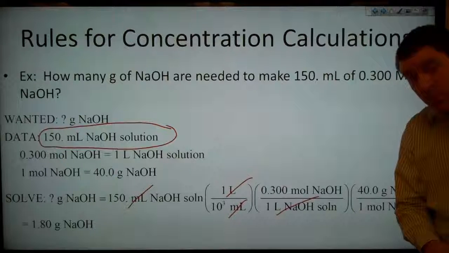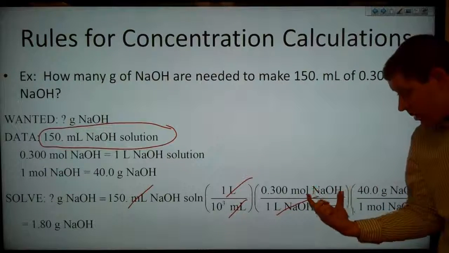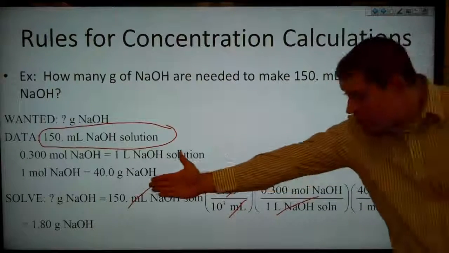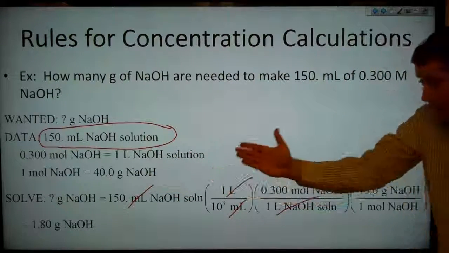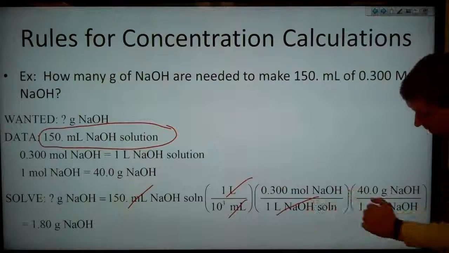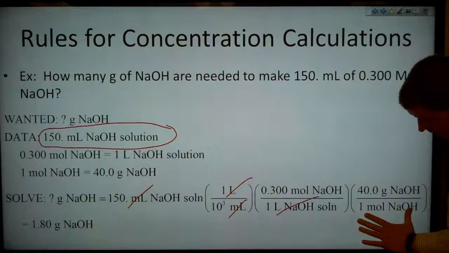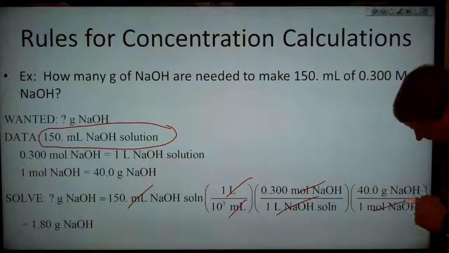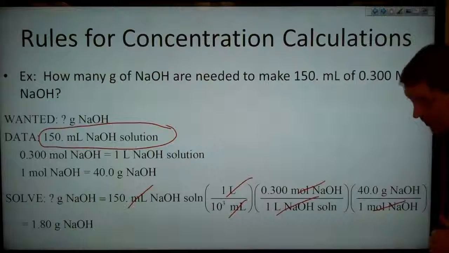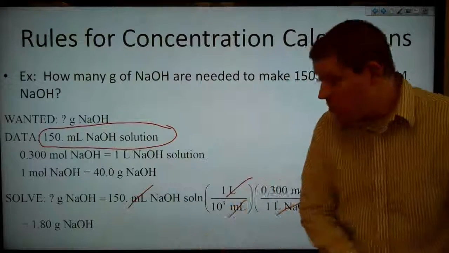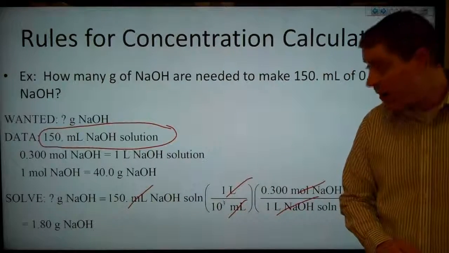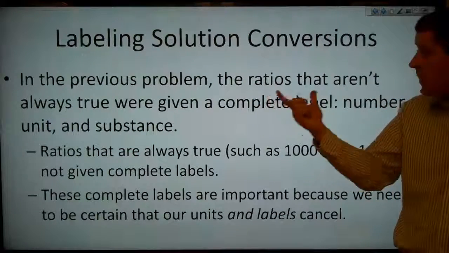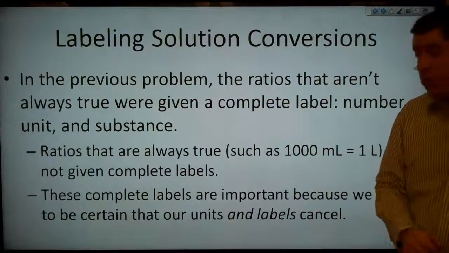We then multiply by 0.300 moles of sodium hydroxide. But we don't want moles of sodium hydroxide. We want grams of sodium hydroxide. So now we know how many moles of sodium hydroxide we have. We can multiply by the molar mass. We can get rid of moles of sodium hydroxide. That gives us grams of sodium hydroxide, and that works out to be 1.80 grams of sodium hydroxide are going to be necessary.